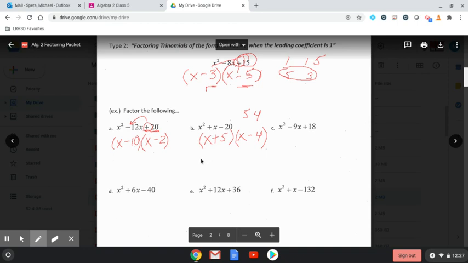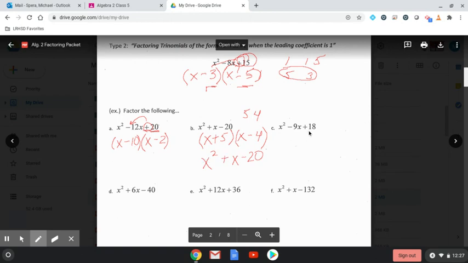Think about foiling, right? If I multiply those two parentheses back out, I'm going to get x squared. I'm going to get 5x minus 4x, which in our heads we'll just think of as plus x. And I'm going to get negative 20, right? So factoring is kind of working backwards: now you're given the final product. What numbers multiplied to get there? It's a little different than what we've done the past few weeks.